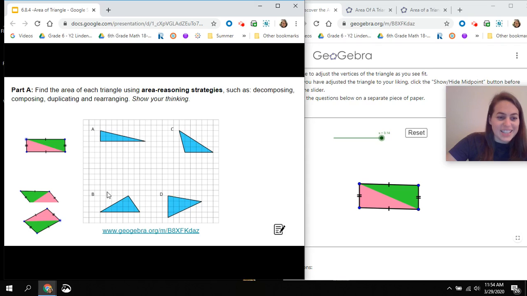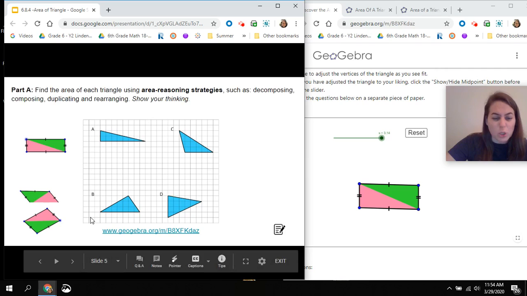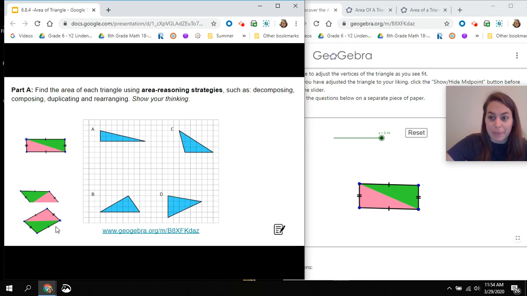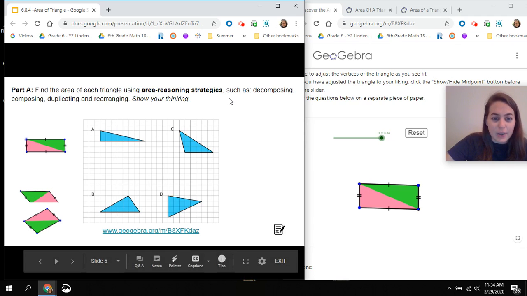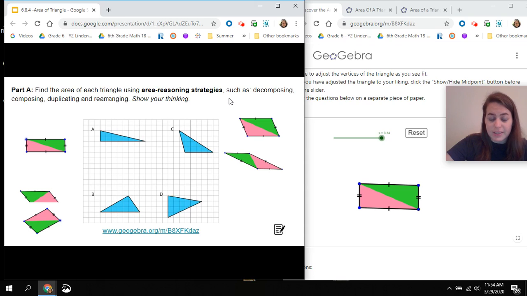You might have noticed that as you duplicated each triangle and rearranged it, it created a parallelogram. Depending on what you chose to be the base of the parallelogram, you could have come up with 2 different parallelograms for B. For C, when you duplicated it and rearranged, you got one of these 2 parallelograms. And D, again, when you duplicated and rearranged, it created a parallelogram. I think you probably are starting to have an idea of how you can find the area of a triangle, whether it's a right, acute, or obtuse triangle.